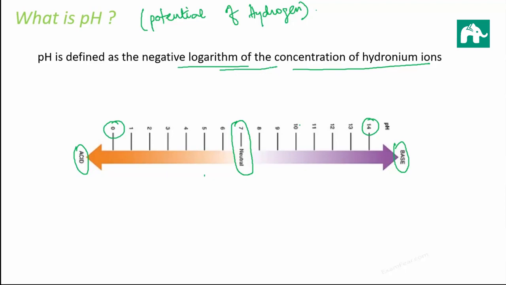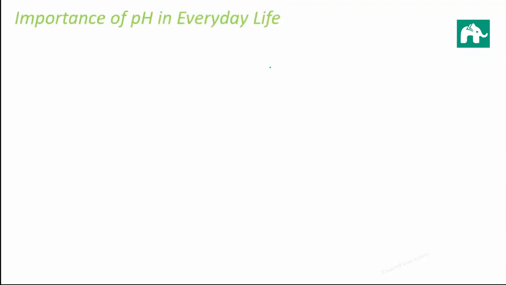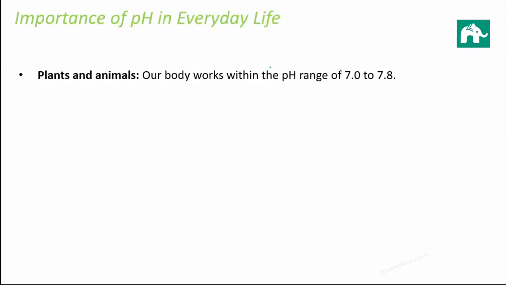Okay. Now, why is pH important? I mean, why are we even talking about it? Because if we look at our day-to-day life, we see that everywhere pH plays a very critical role. For example, for the survival of plants and animals, we all need a specific value of pH to survive. If you talk about the human body, it works within the pH range of 7 to 7.8. Right? So if the pH value gets disturbed, the functioning of our body also gets disturbed.